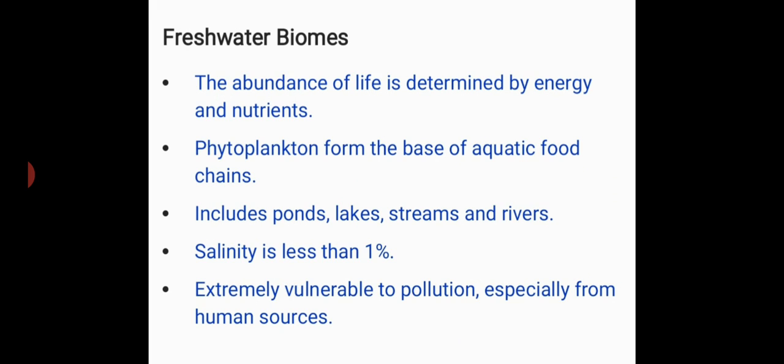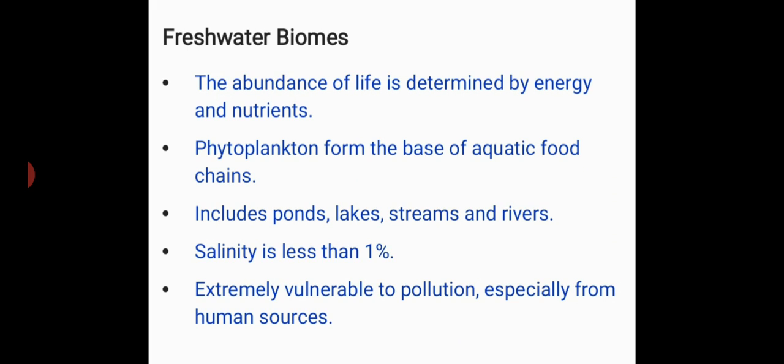The producer organisms in the aquatic food chains are phytoplanktons. These are microscopic, free floating photosynthetic organisms, mostly algae and diatoms. They capture solar energy and obtain carbon dioxide dissolved in water to produce carbohydrates.